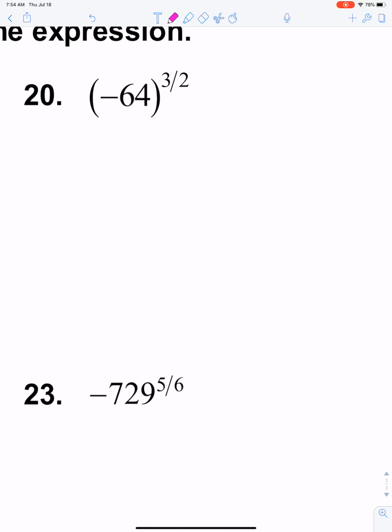Negative 64 to the 3/2 power, that's going to be the square root of negative 64 cubed. We can't take the square root of a negative number, so right away that tells us there are no real solutions.